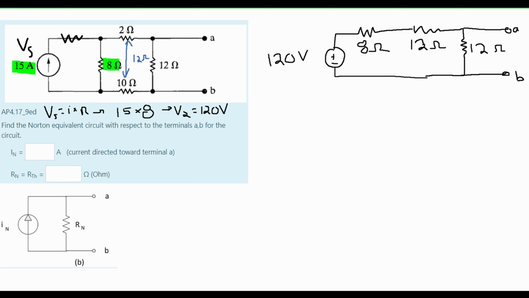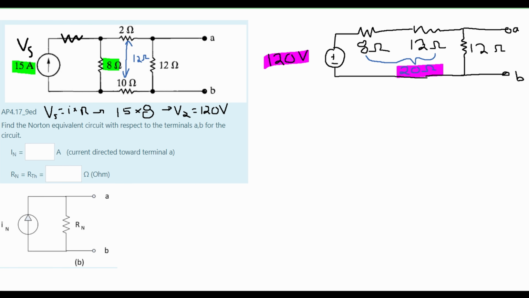Since our 8 ohm resistor and this 12 ohm resistor are in series, we can just combine them, so we get 20 ohms of resistance. Now we have a 120 volt source and then a 20 ohm resistor, and then a 12 ohm resistor in parallel with that, and then our terminals A and B. We can use source transformation again on this 120 volts and this 20 ohms.